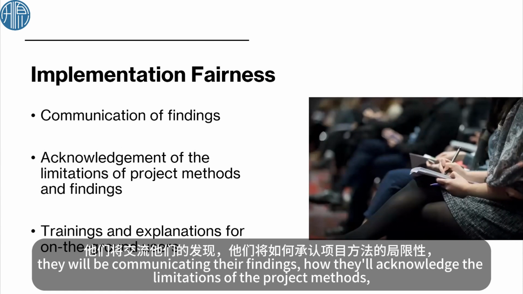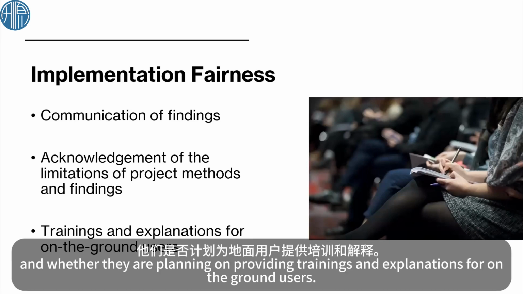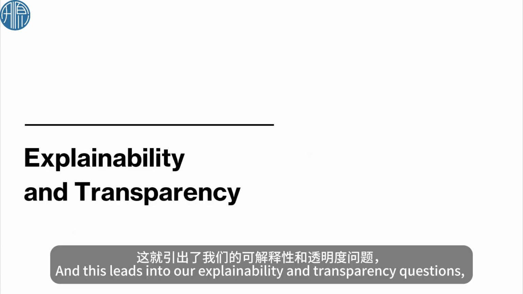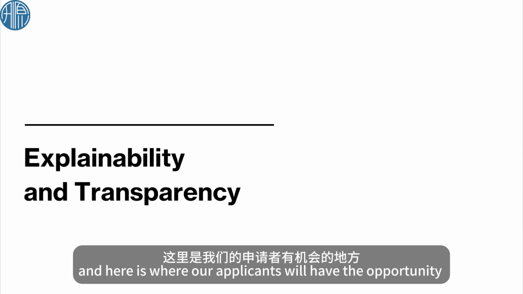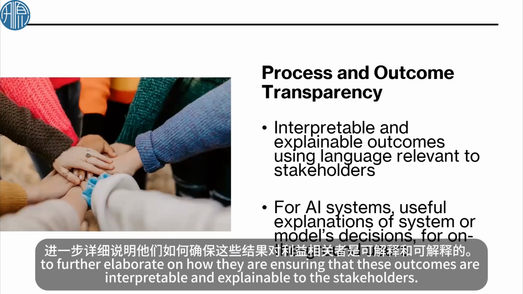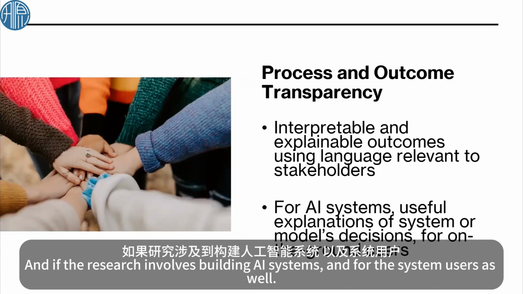And to close out the fairness section, the researchers will be asked to explain how and where they will be communicating their findings, how they'll acknowledge the limitations of the project methods, and whether they are planning on providing trainings and explanations for on-the-ground users. This leads into our explainability and transparency questions. And here's where our applicants will have the opportunity to further elaborate on how they are ensuring that these outcomes are interpretable and explainable to the stakeholders, and if the research involves building AI systems, for the system users as well.